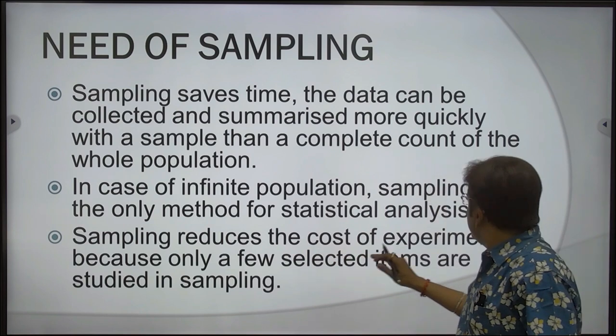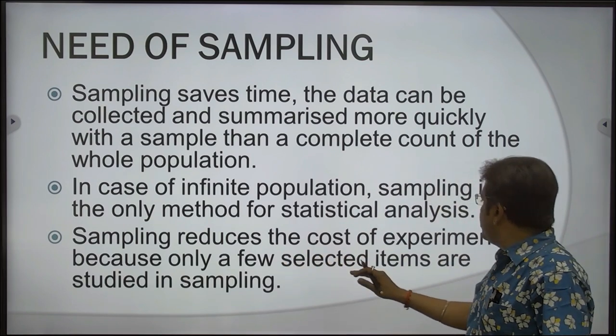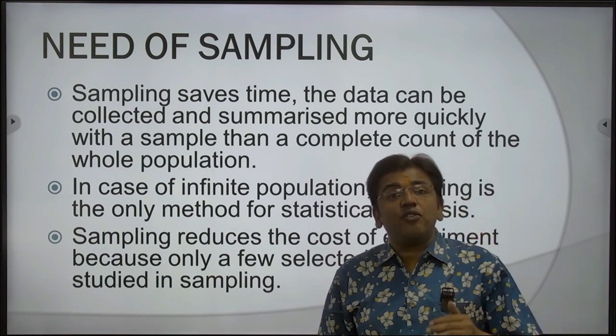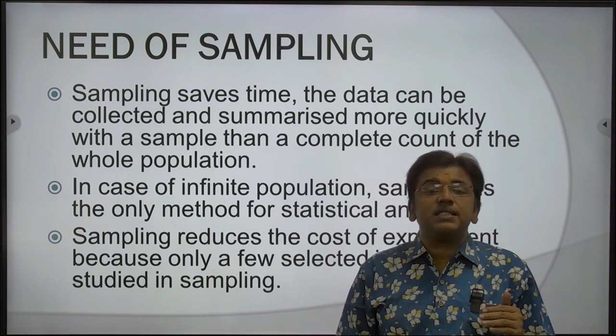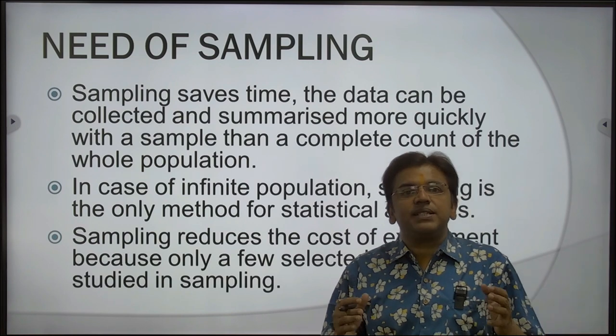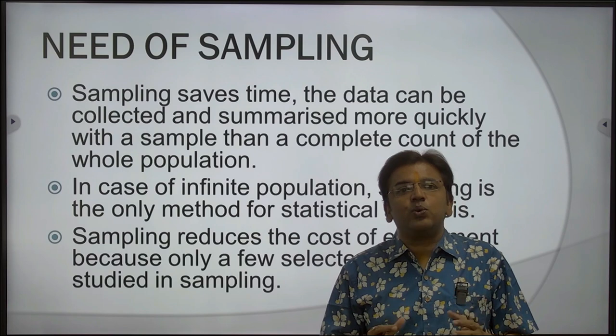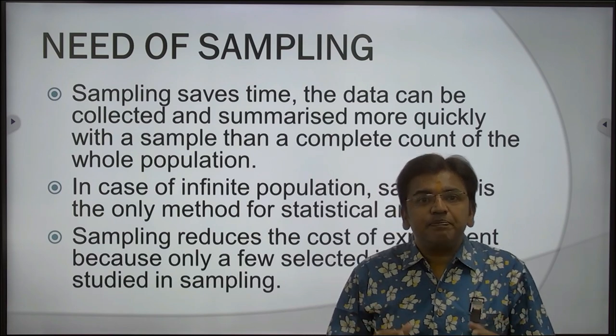Sampling reduces the cost of the experiment because only a few selected items are studied in the sampling. The cost of research also declines if you take a proper sample selection. Sampling helps to get the best outcome by the cheapest method.